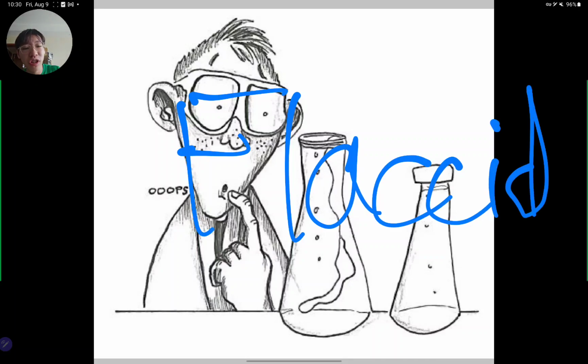Alright. Next up, we have flaccid. Flaccid is an adjective, and this just basically means to make something flappy. Like, this is rigid, this is flaccid. It also basically means flabby.